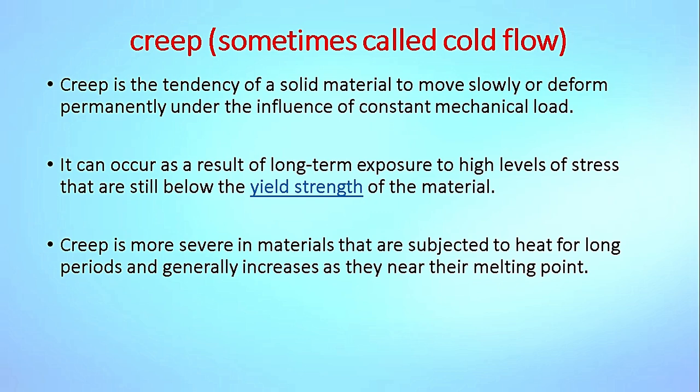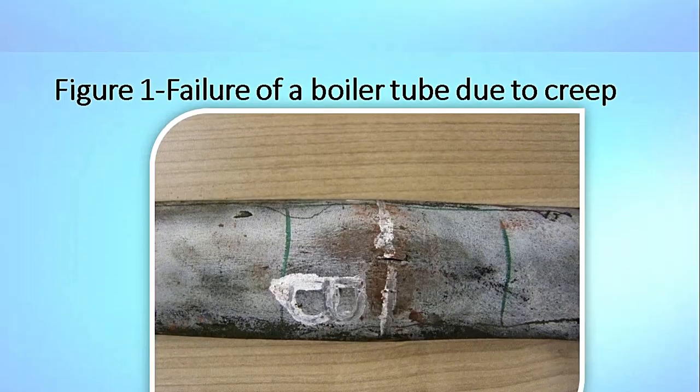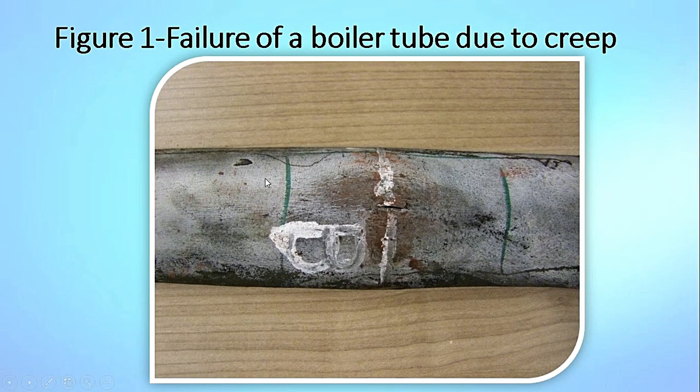Creep is more severe in materials that are subjected to heat for a long period of time. Generally, creep increases as they get near to the melting point of that material. In this slide, this is a boiler tube. The temperature in the boiler tube is high, and it is also subjected to a fluctuating load as the pressure inside this tube fluctuates. This material, we can see here, this type of failure is called creep.